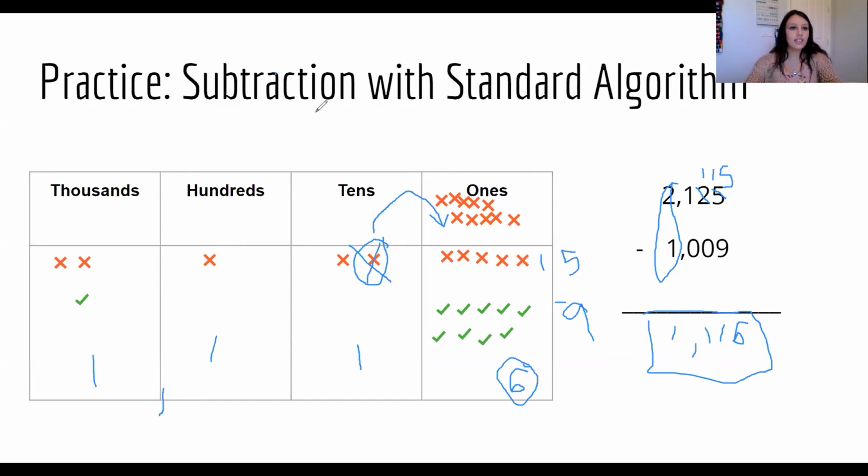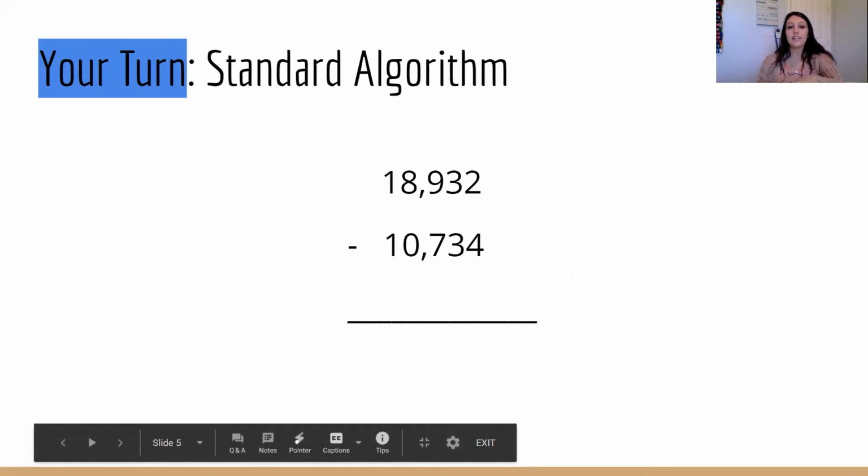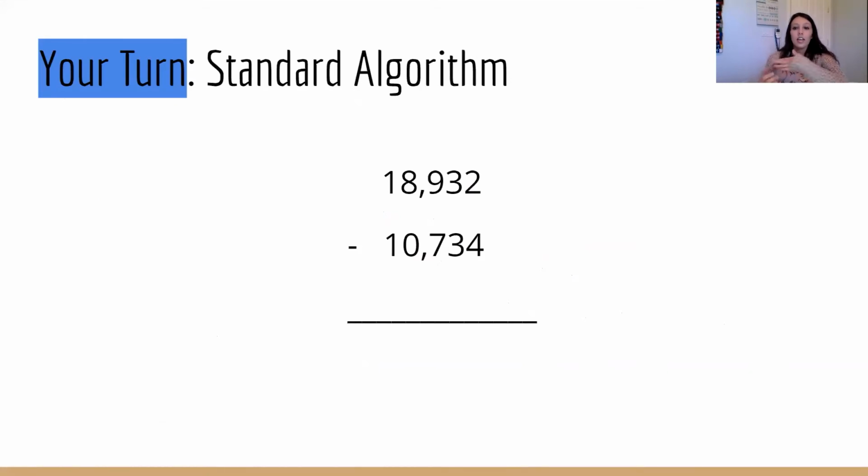So what I would like you guys to do for our next problem is you're going to do this one on your own. You're going to take the standard algorithm and try to solve it. If you guys can do this without the place value mat, perfect. If not, don't worry about it. We're still learning and we're still working on this concept. So if you need to draw a place value mat on the side where you have your thousands, hundreds, tens, and ones, go for it. Whatever helps you to do it best. So go ahead and pause the video and take some time and do this on your own. When you're done, return and we'll figure this out together. So go ahead and pause now.